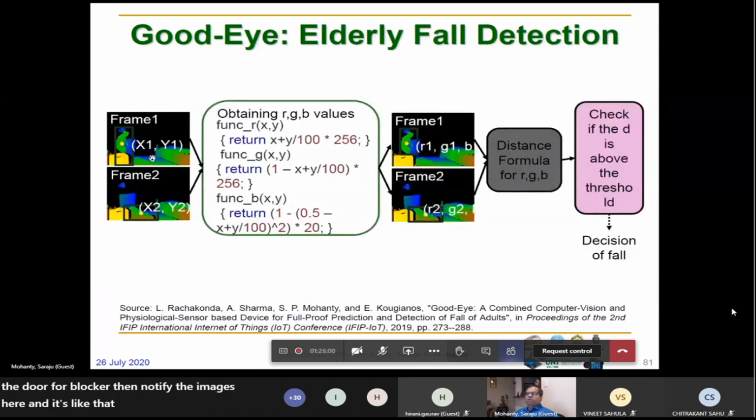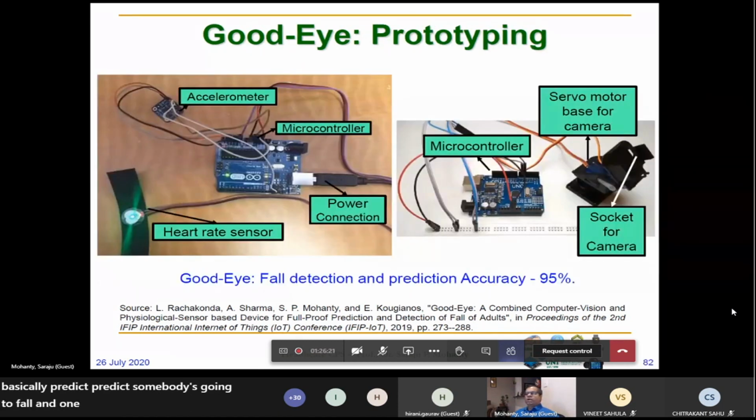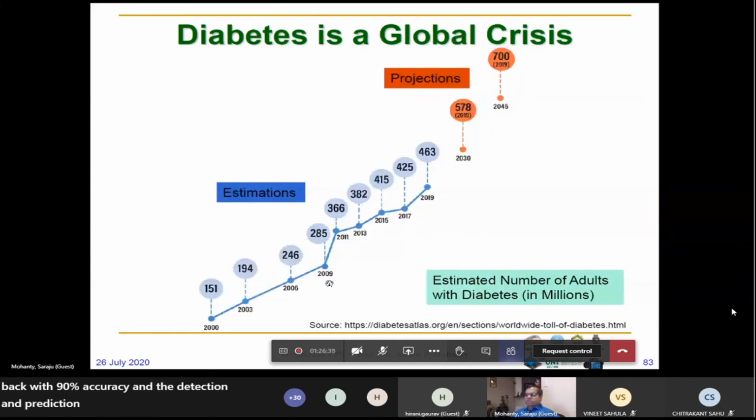So this is basically the idea. We use a camera to capture images, and from the coordinates we decide whether somebody fell down, or we can predict somebody is going to fall and warn accordingly. We have prototyped it as well, with a heart rate sensor, an accelerometer, and a camera. Altogether, this is the visual signal, this is the physiological signal, and this is doing detection and prediction with 95% accuracy. This is one very important work I want to bring to your attention.